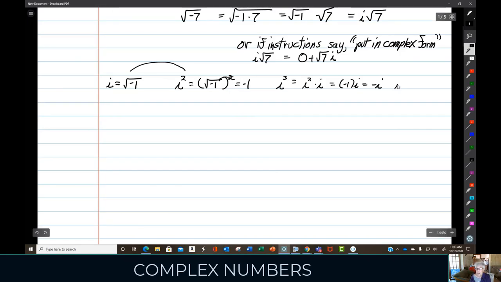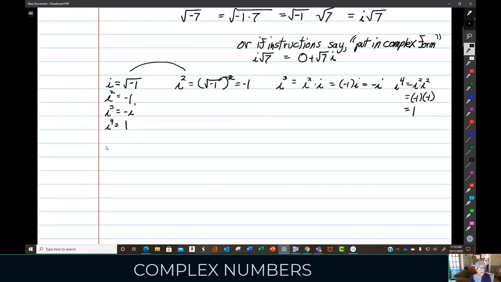And I to the fourth power equals I squared times I squared, which is negative 1 times negative 1, which is positive 1. So the things you have to memorize here are I equals the square root of negative 1, I squared equals negative 1, I to the third equals negative I, and I to the fourth equals positive 1.